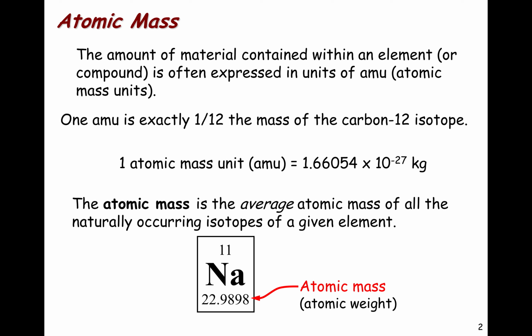How is it that that number is arrived at? Well, it's the weighted average of all of the naturally occurring isotopes for that particular element. So I need to discuss how to deal with a weighted average.